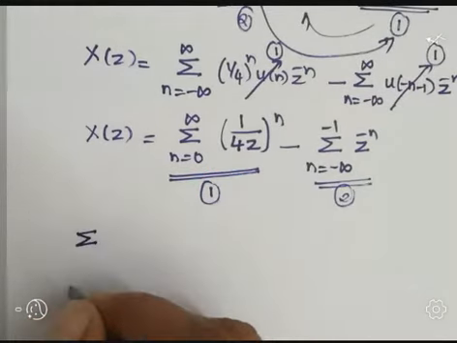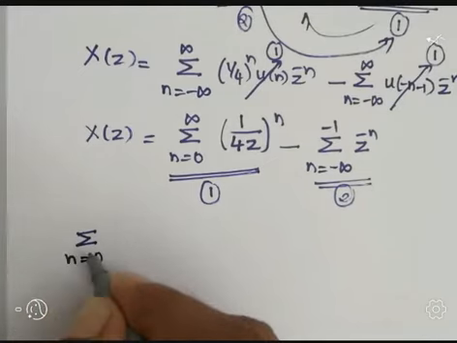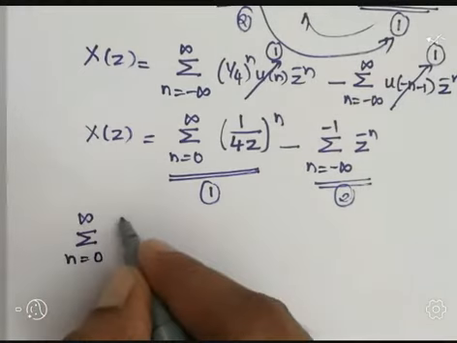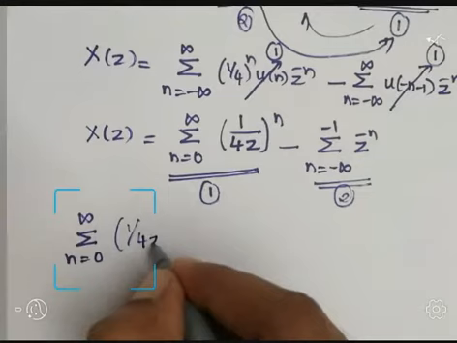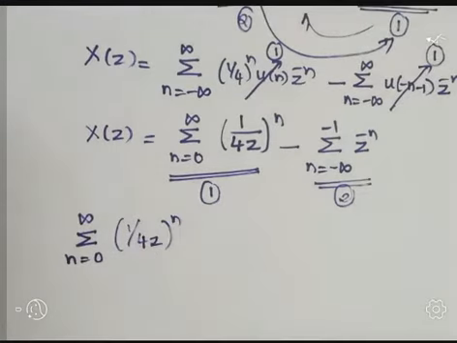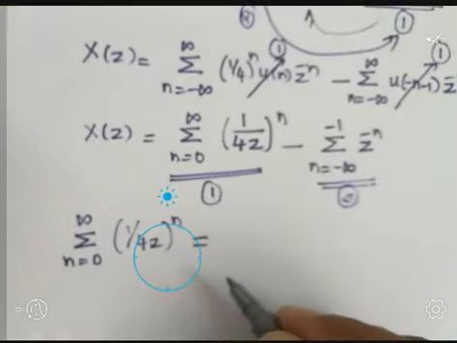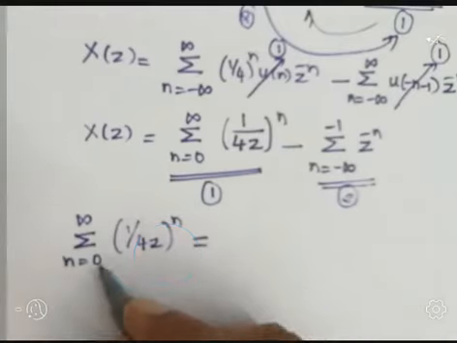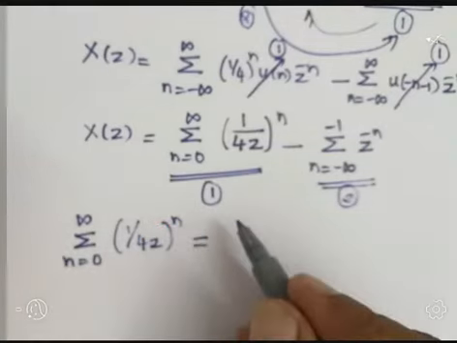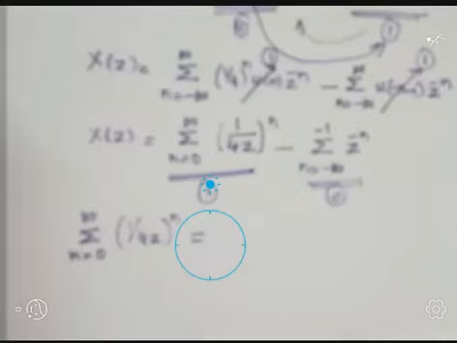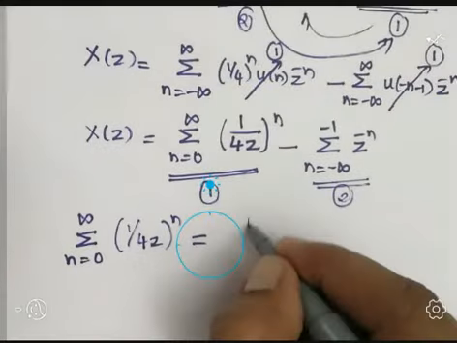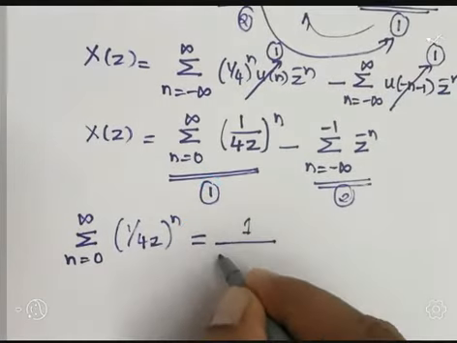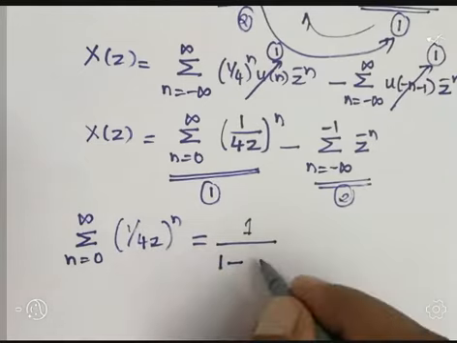Summation n equal to 0 to infinity (1/(4z))^n. So this one we are going to solve by using the summation n equal to 0 to infinity a to the power n formula, that is 1 divided by 1 minus a. By using this formula we can solve this one: 1 divided by 1 minus a. A means what? 1 divided by 4z.